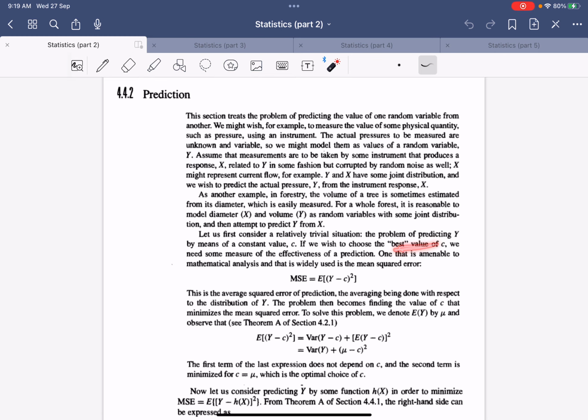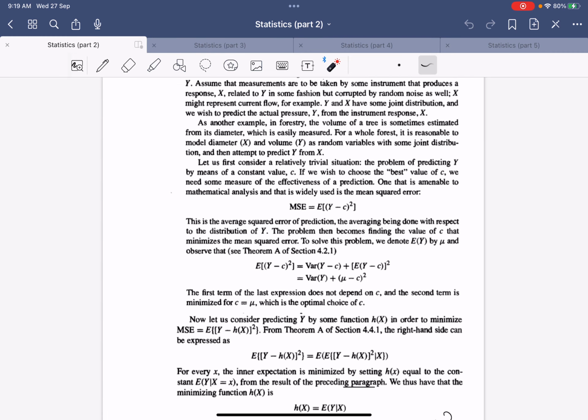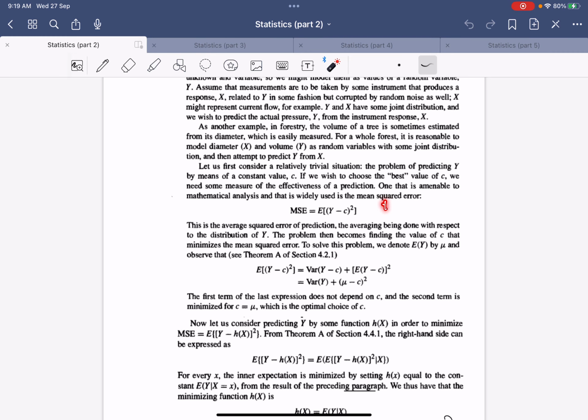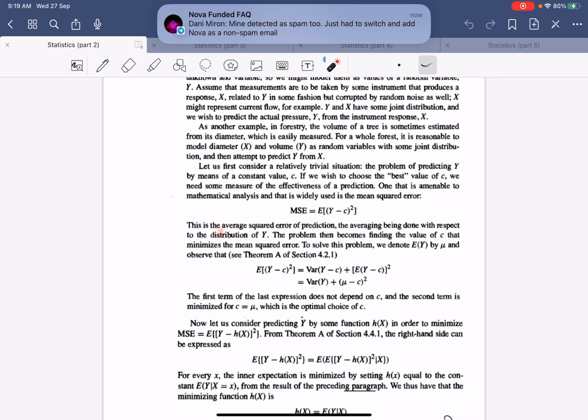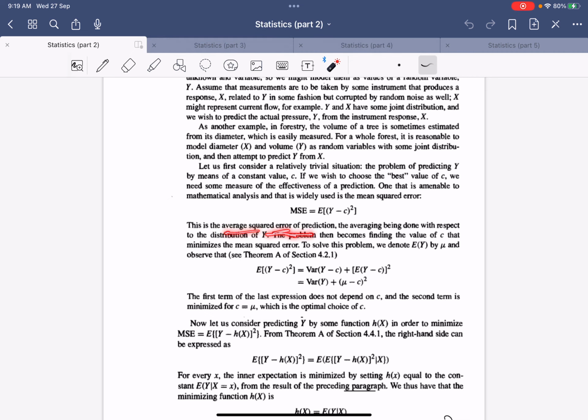And if we want to choose the best value of c, then what does that mean? It means that the squared distance between Y and c, the positive distance, is like your variance. The expectation of it, the average, is known as the mean squared error. It measures the effectiveness of this prediction, the average squared error of the prediction, with the averaging done with respect to the distribution of Y. And so the question now is, what value of c will minimize this mean squared error? Because you want your prediction to be the best, so you want this error to be very small.